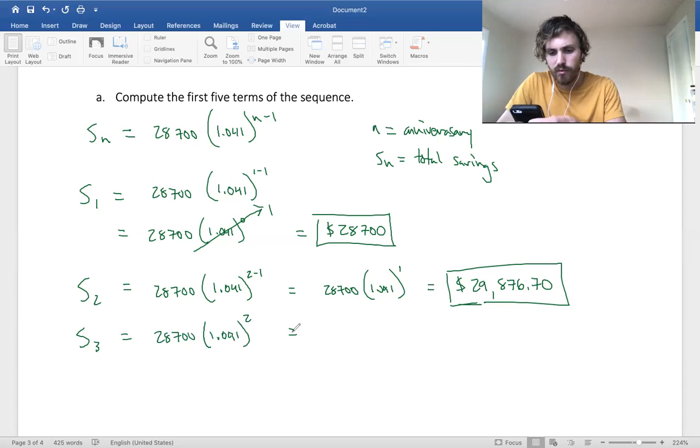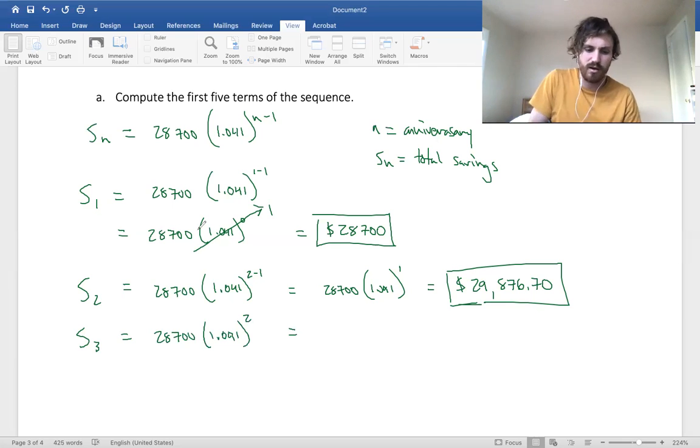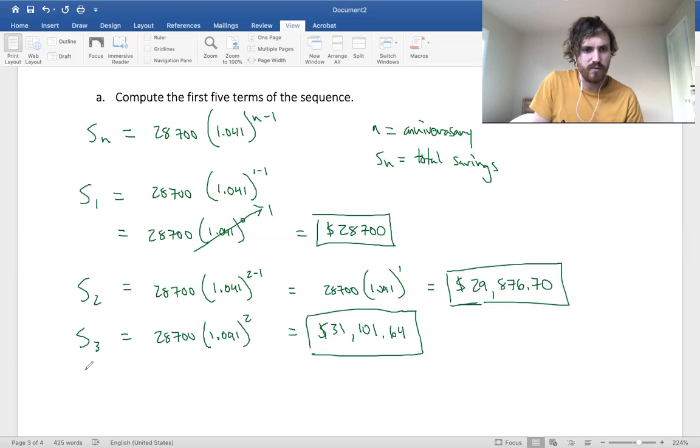1.041 times 28,700 gives me 31,101.64. Then I could find S sub 4 and S sub 5.